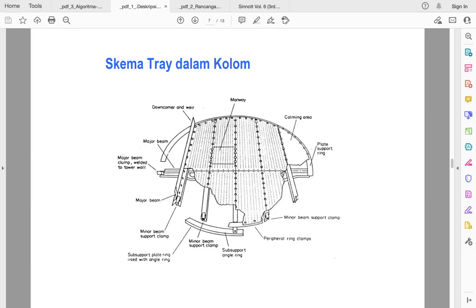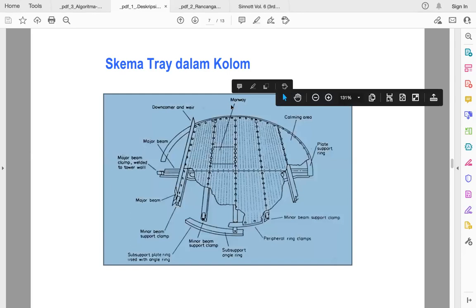Okay, and then here we have the calming area from the top, and also there is a support ring. Here there is a demeanor beam support clamp with support angle ring, and also the peripheral ring clamps.